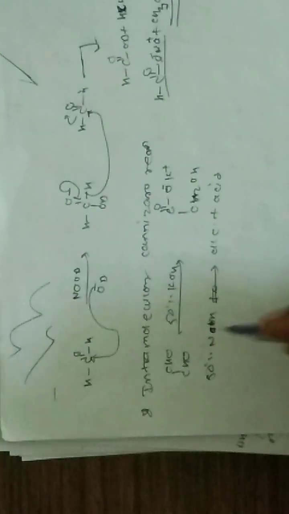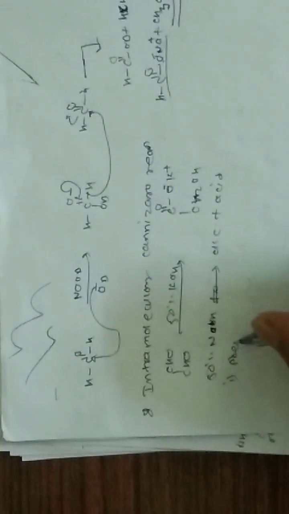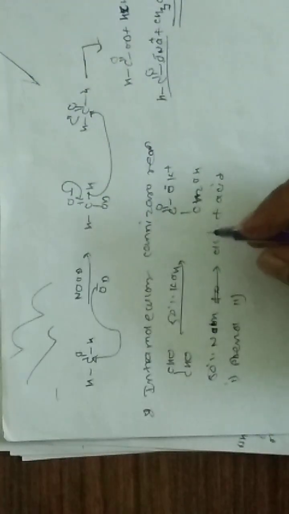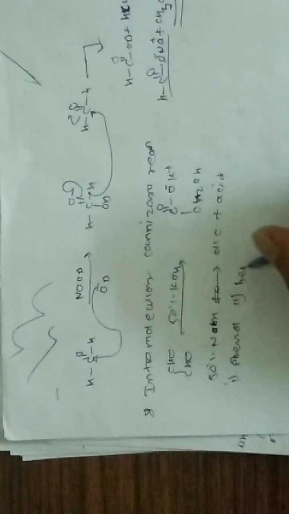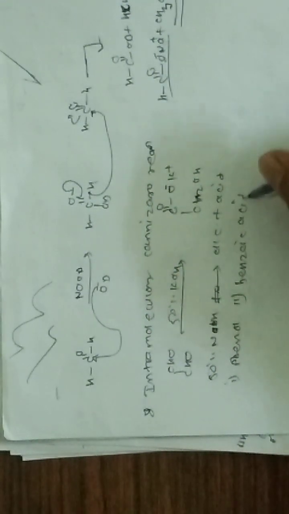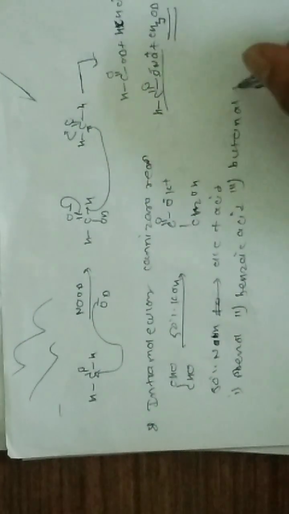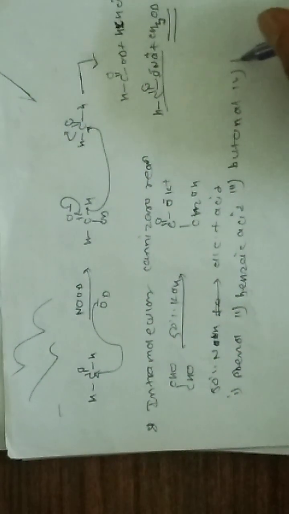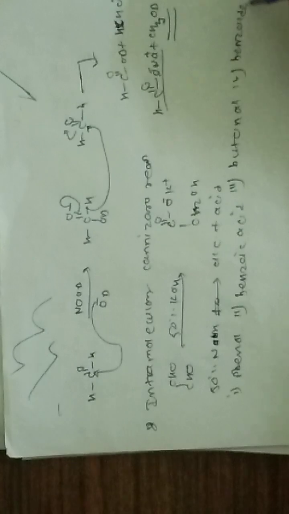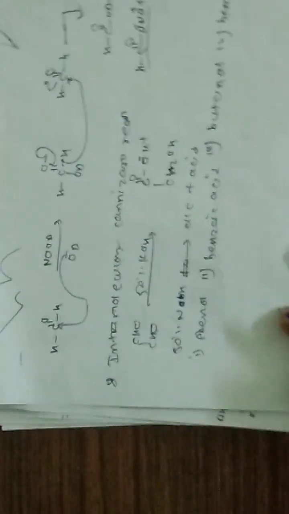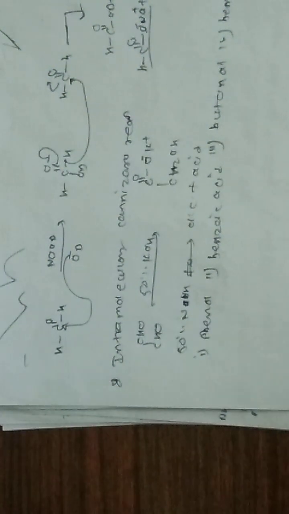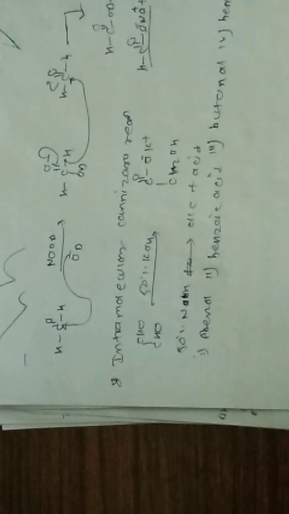So here the options are: the first option is phenol, the second is benzoic acid, the third is butanol, and the fourth is benzaldehyde. To find the answer, the first condition is that it should be a carbonyl compound. Another is that it should be an aldehyde, and the third is that the aldehyde should not have any alpha hydrogen atom.